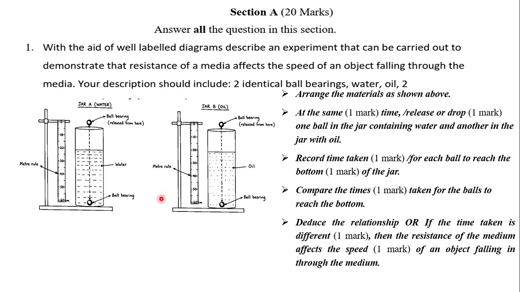Remember that you're just describing the experiment. You have not done the experiment, you're just describing, you're explaining to someone who would like to verify or to show that resistance of a medium affects the speed of an object falling through it. So we have 3 marks for the diagram. Drawing the diagram 1 mark, labeling the diagram correctly at least 3 parts, 2 marks. Together you have 3 marks, and 7 marks from the description. This gives you the total mark of 10.